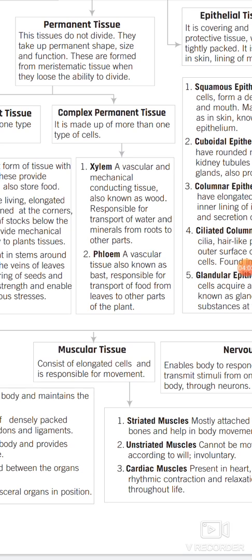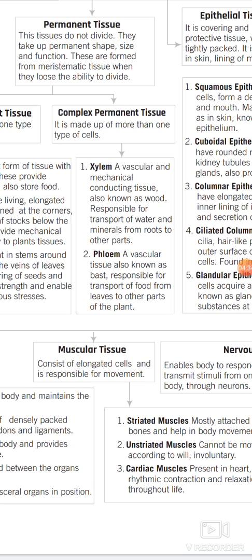Now the second type of complex permanent tissue is phloem. What is phloem? The same question I want to ask you here, dear students: how do human beings get their food? Of course we eat through our mouth and our body gets the food. But how do plants get their food? You all know that photosynthesis is the process in which the plant makes its own food, and that is the reason plants are called autotrophs.